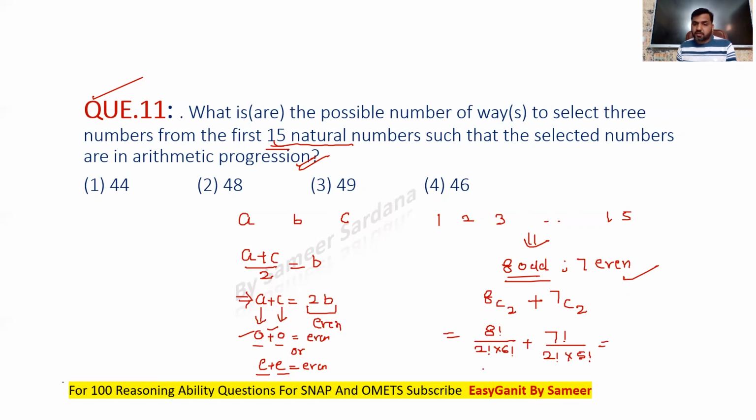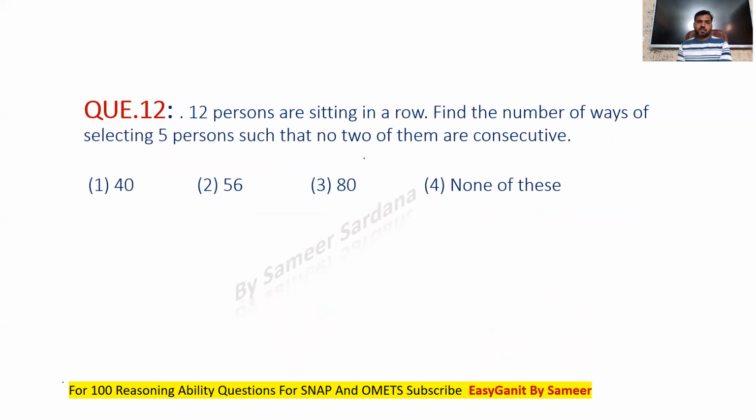Right, now 8 factorial, you can see that 8 into 7 into 6 factorial, and 6 factorial get cancelled. 24. This is 28. And this is 7 into 6 into 5. This gets cancelled by 3. So this is 21. So 28 plus 21, the final answer would be 49. This can be done in 49 ways. So option 3 would be the correct answer to the question, right?